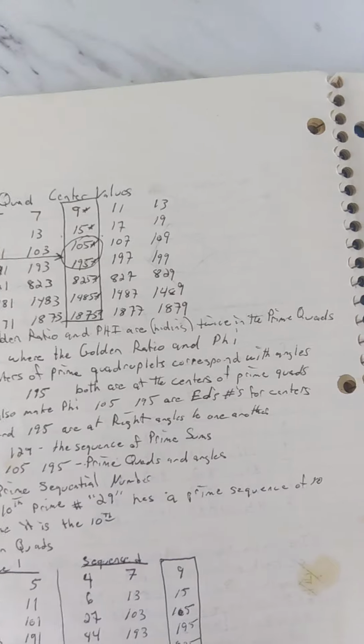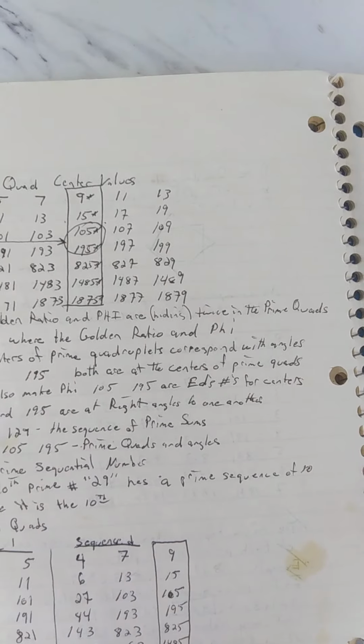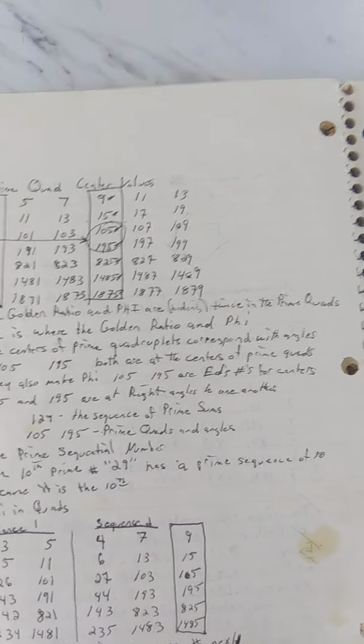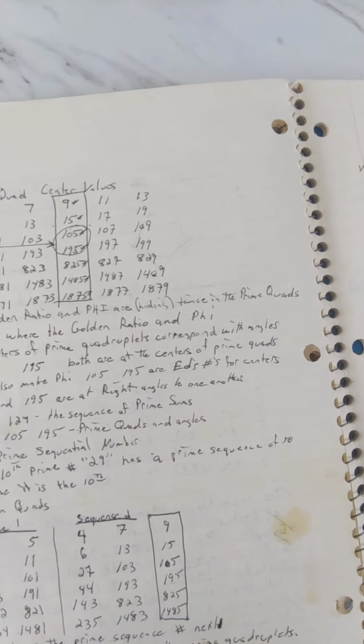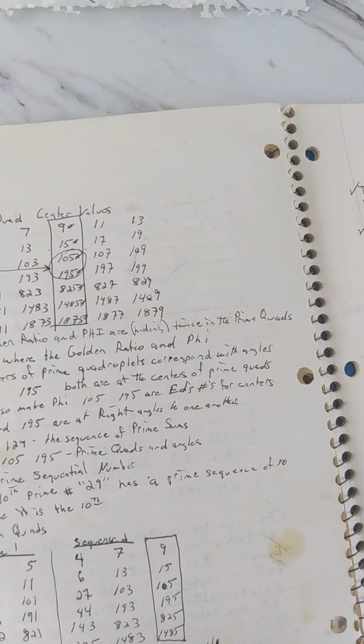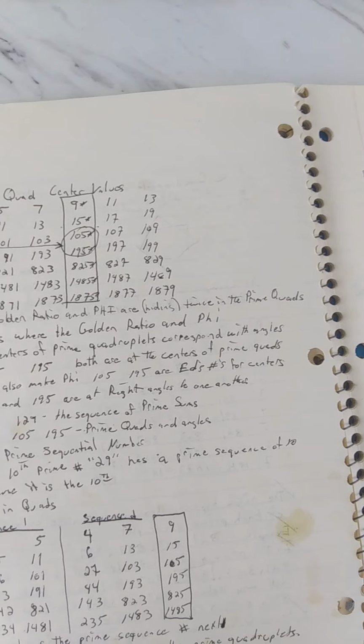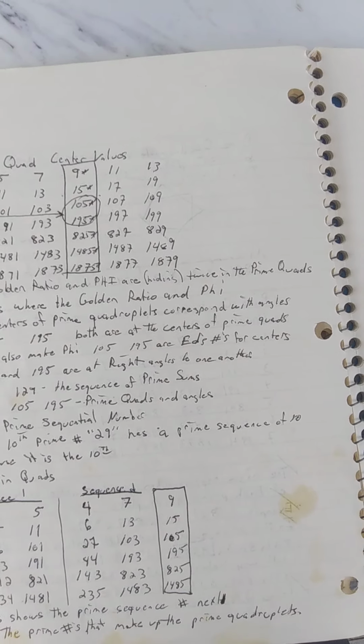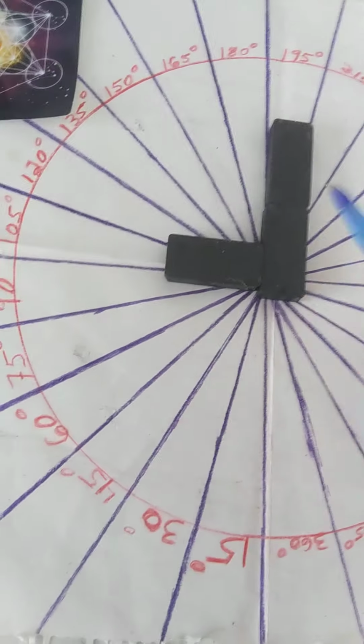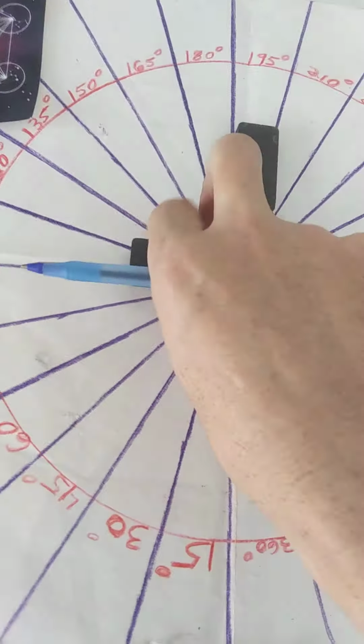The golden ratio and phi are hiding twice in the prime quads. The centers of the prime quads correspond with the angles 105 and 195. Both are at the centers of the prime quads, and they also make phi. 105 and 195 are Ed's numbers for the center. The center can do this, and it can also do 3, 6, 9, and neutral, just like the V magnets do positive, negative, and neutral.